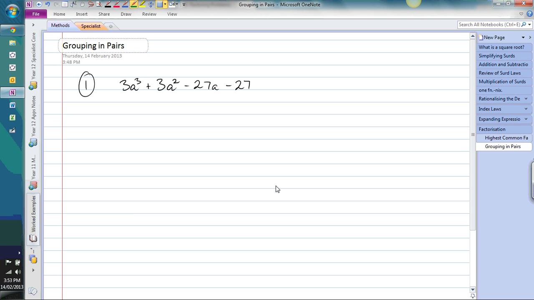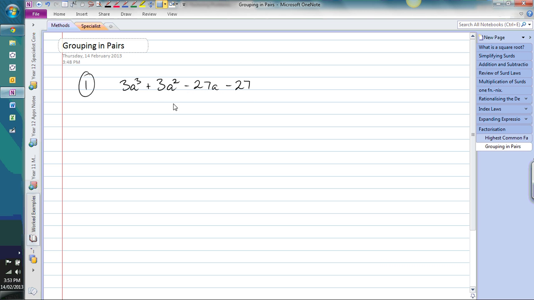Next method we're going to look at for factorization is called grouping in pairs. This method will only be applicable to expressions that have 4 terms in them. And as the name suggests, to do this method we're going to group those terms into pairs. So these first 2 will be grouped together, and the second 2 will be grouped together, and we're going to think about each as a separate factorization method.